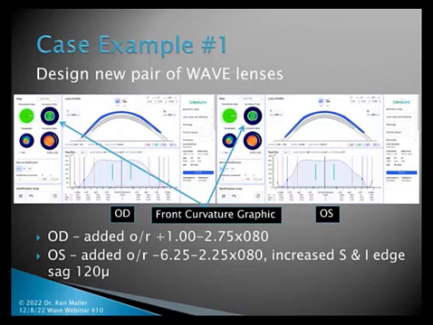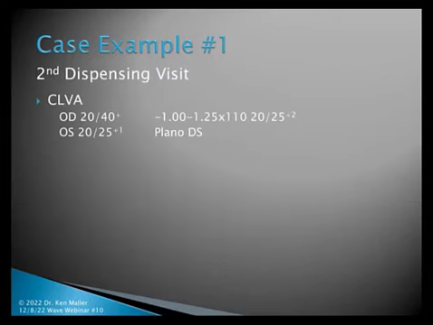So my second dispensing visit, I did much, much better. In fact, the left eye was dead on target with a plano over-refraction, and the right eye was off by just a little bit of minus, but I was still able to get even better than 20/25, improving the vision there with that little bit of extra minus.